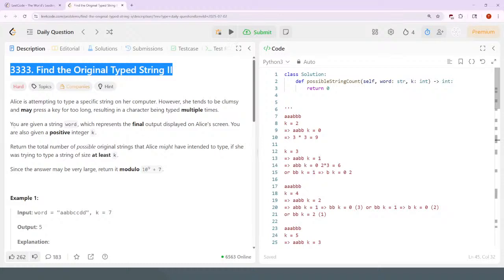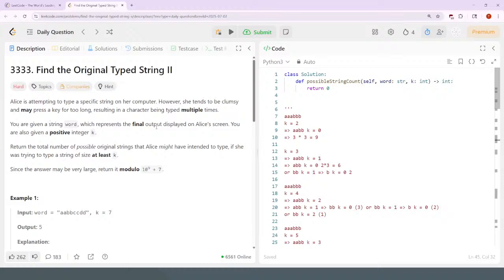Hard when I start the stream to do this. And as you might have guessed, I'm doing the delayed version because I had a hard time actually thinking of anything for this hard one. Anyway, so the hard one is Find the Original Typed String II.